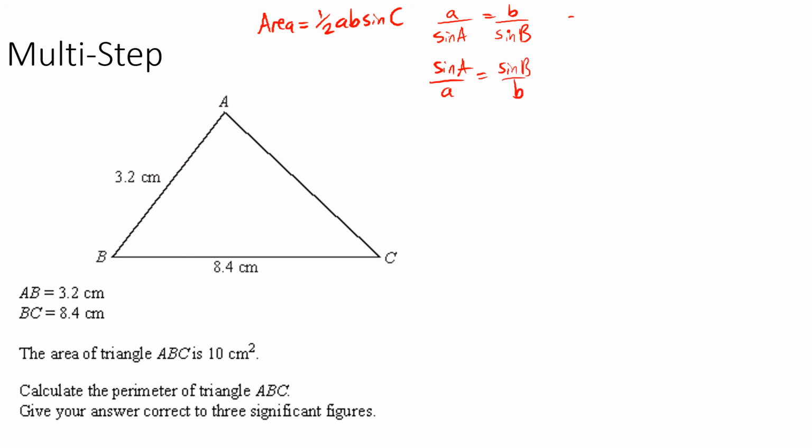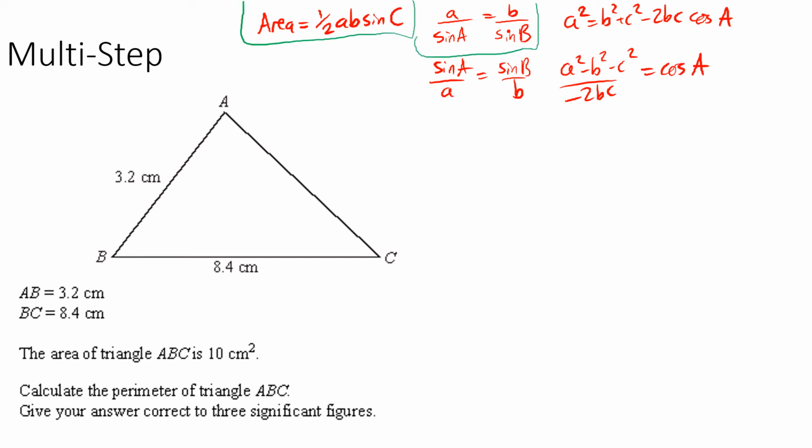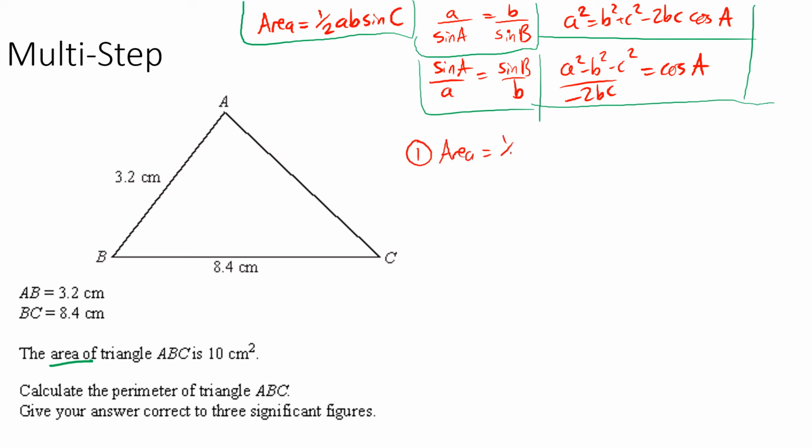And then the cosine rule, the two versions we've got are a squared is b squared plus c squared minus 2bc cos A, or a squared minus b squared minus c squared over minus 2bc is cos A. So yeah, just remember that you have to go into the exam with all of these 5 formulas somewhere in your head. Okay, so it mentions the area of the triangle. We're clearly going to have to use the area formula, so let's start with that. We'll say that area is a half ab sin C.